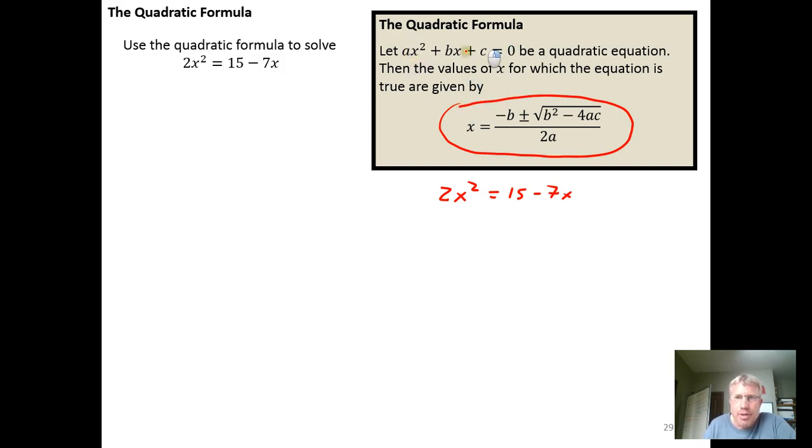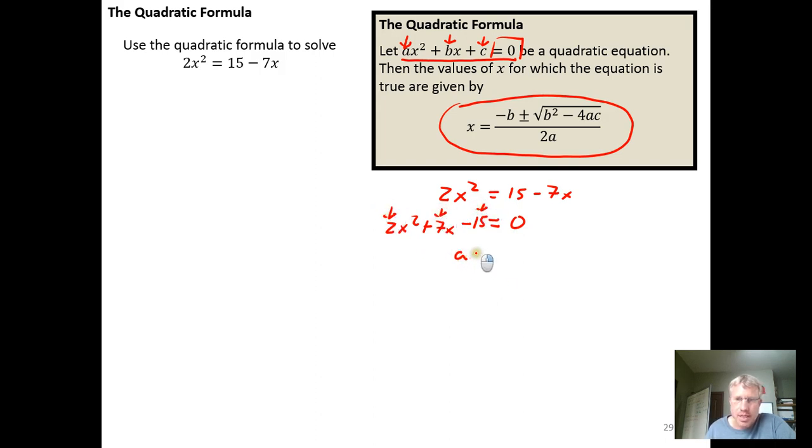But what we need to remember is we need our equation in standard form. It has to be equal to 0 before we can get the values for a, b, and c. So the first step is to get the quadratic equation equal to 0. And to do that, we're going to need to add 7x to both sides. So I'm going to get my 2x squared that I already have, add the 7x to both sides, and then we're going to need to subtract 15 from both sides. And once the quadratic equation is equal to 0, I'm ready to get my values for a, b, and c.